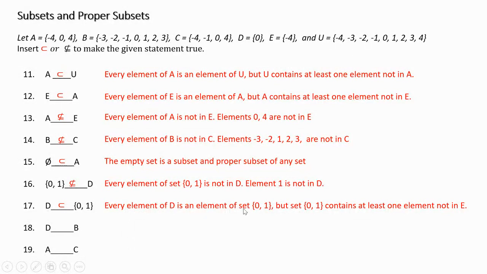Every element of D is an element of set {0, 1}. But set {0, 1} contains at least one element that is not in E. That's why this is a proper subset.